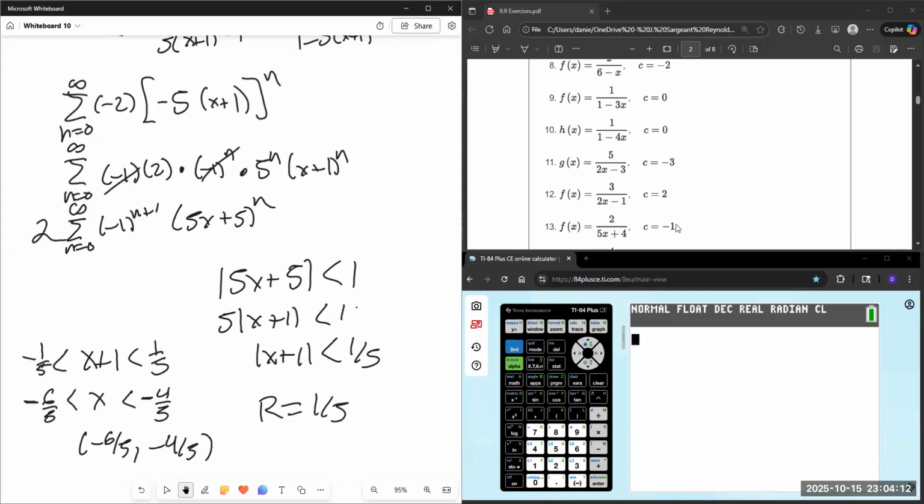Again, number 13 said I needed to be centered at -1. If it didn't say that, then I wouldn't try to make that happen, and things would have been a lot easier.